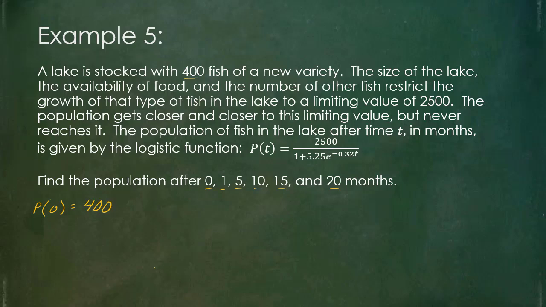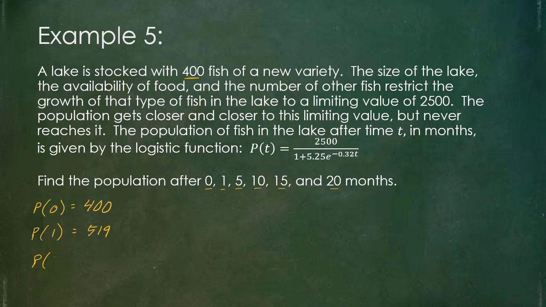That's going to be the 400 fish. If I plug in 1 to that function, it comes back 519.5. Well, I can't really have 0.5 of a fish, so I'm just going to round down each time because there's no such thing as a fraction of a fish. So 519 total fish after 1 month.